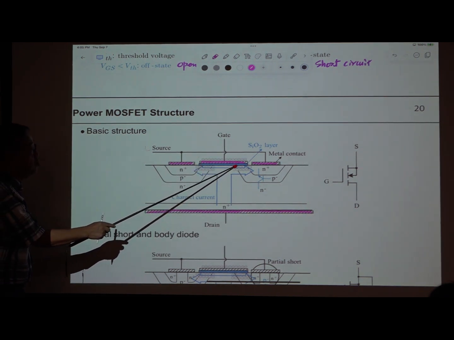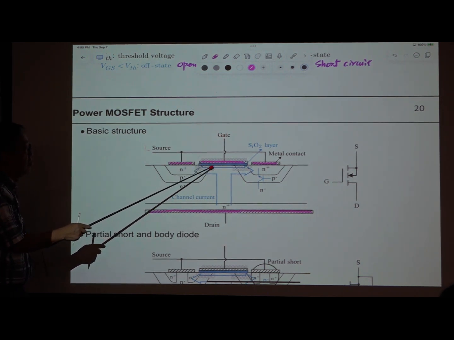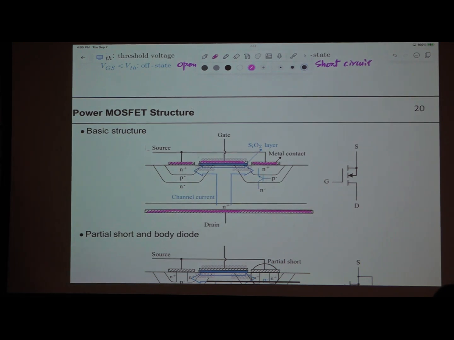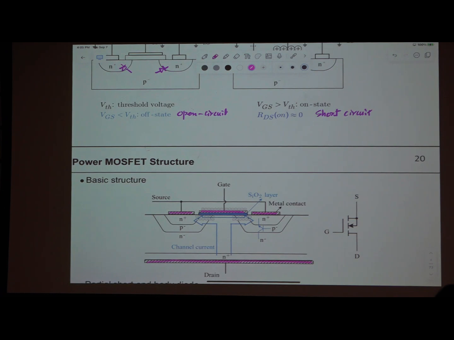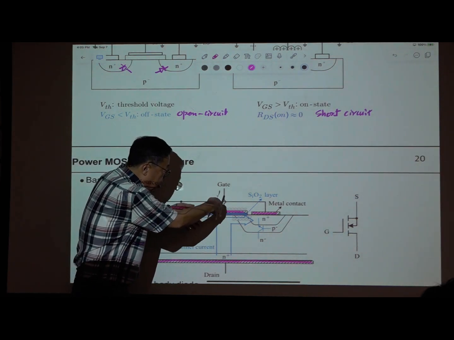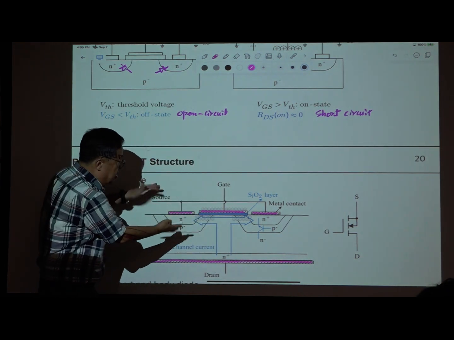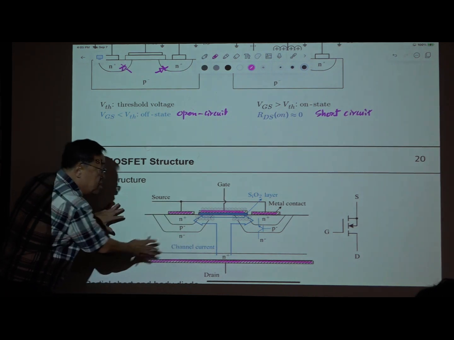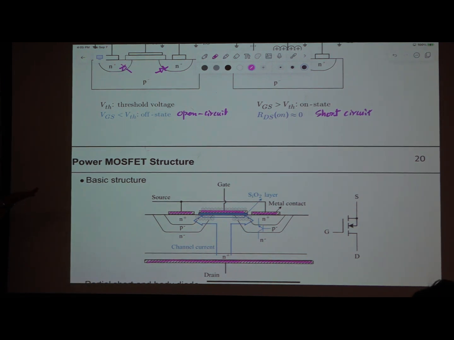This is SiO2 and this is the metal contact. If positive voltage is applied here, the channel is created. Okay. The difference between this structure and the previous structure is that the channel has this vertical structure, right? So the channel is very thick. That means this device can carry a larger current compared to the previous structure, and it has many of these repeated here, thousands of them, so it can carry large current, right?